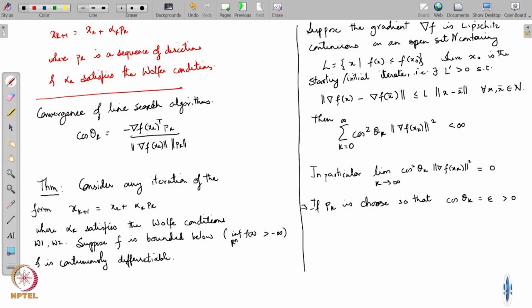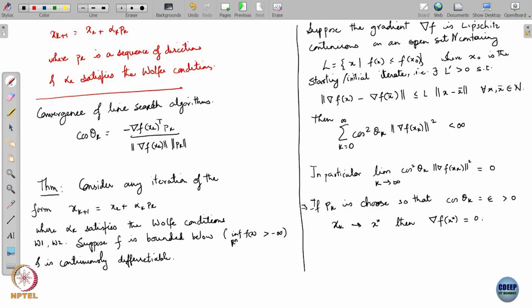So, if I choose my pk so that the cos theta k is always equal to some constant epsilon, which is positive, then in this limit here, this cos square theta k would always be epsilon, and it can jump out of the limit. What we are left with is that the limiting value of the gradient of the function should be 0, which means that if xk converges to some x star, then the gradient at x star should be equal to 0.